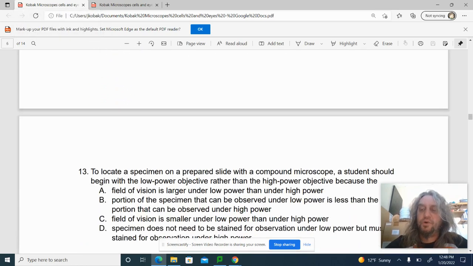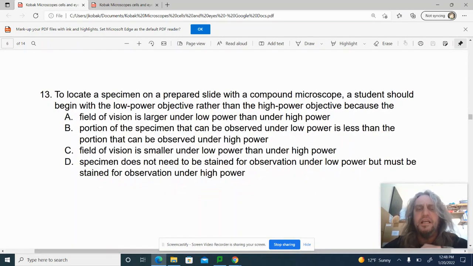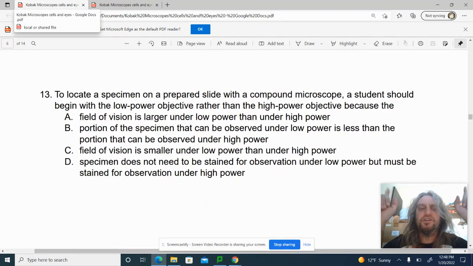Ooh, lucky number, question 13. To locate a specimen on a prepared slide with a compound microscope, a student should begin with the low power objective rather than the high power objective because A, the field of vision is larger under low power than it is under high power. B, because the portion of the specimen that can be observed under low power is less than the portion that can be observed under high power.